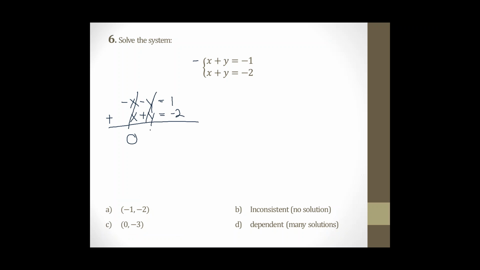Negative y plus y gives me 0. And 1 minus 2 gives me a negative 1. So 0 plus 0 is 0, equal to negative 1, which is not true. So you might see right away this is a system with no solution. And systems with no solution, if you go back to the previous slide, are inconsistent. So the only choice that we have here is answer choice B. No solution, and this is an inconsistent system. In your packet, you obviously see it right here, answer choice B.